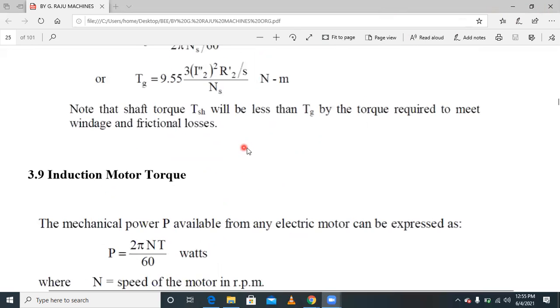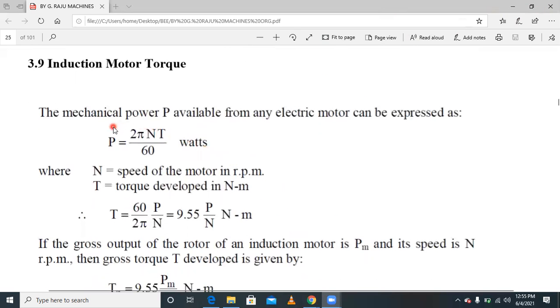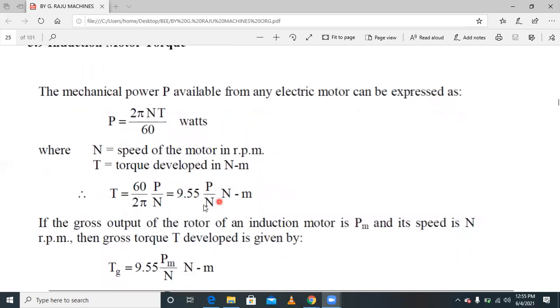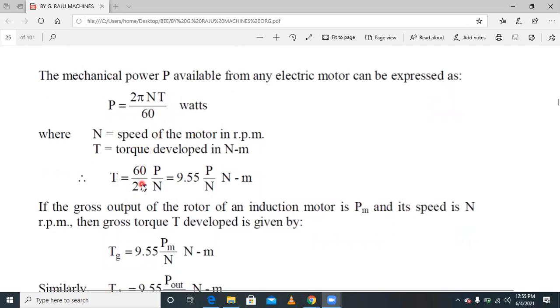Then coming to the induction motor torque. The mechanical power P available from any electrical motor can be expressed as power is equal to torque into omega, where omega is equal to 2 pi N by 60. N is the speed of the motor in RPM, and torque is the torque developed in Newton meter. Then torque is equal to 60 divided by 2 pi into P by N, so 9.55 into P by N Newton meter. Am I right?